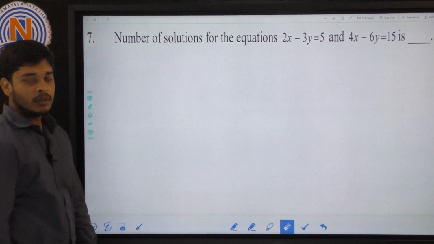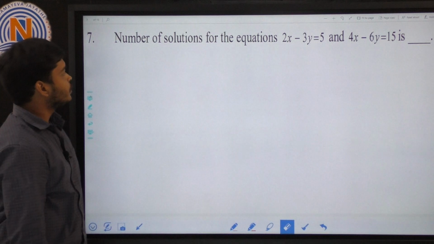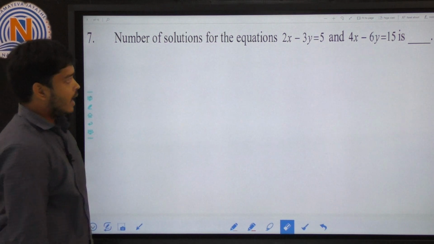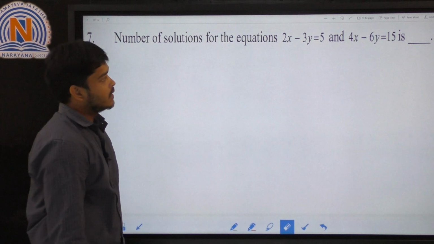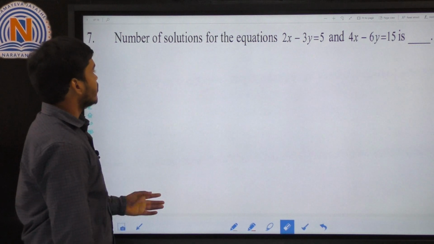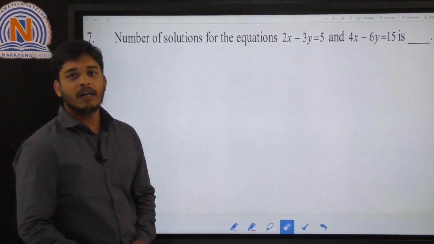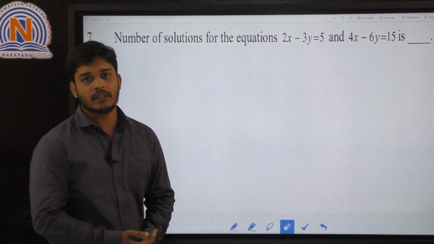See the next one, seventh one. Number of solutions for the equations 2x minus 3y is equals to 5 and 4x minus 6y is equals to 15. So number of solutions, then how we will find it? By using ratio of coefficients conditions.